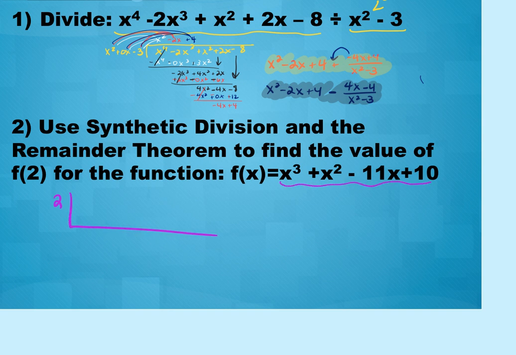This is in decreasing degree order. Nothing's missing. So write the coefficients. 1, 1, negative 11, and 10. Bring down the 1, multiply by 2, put it in the next column and add it. Multiply by 2, put it in the next column and add it. Multiply by 2, put it in the next column and add it. So the remainder is 0, which means f of 2 is 0.